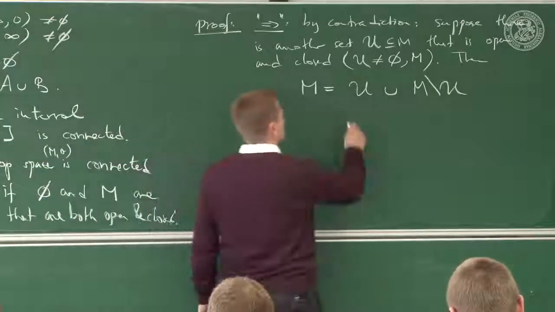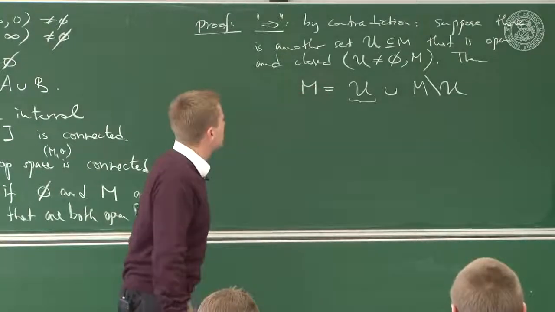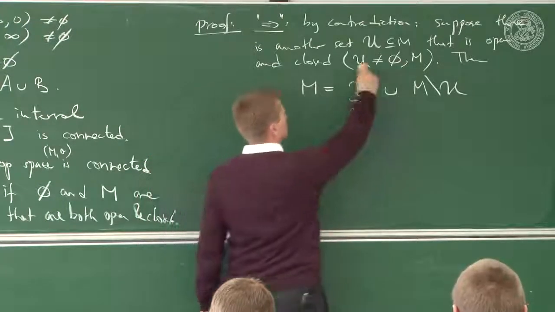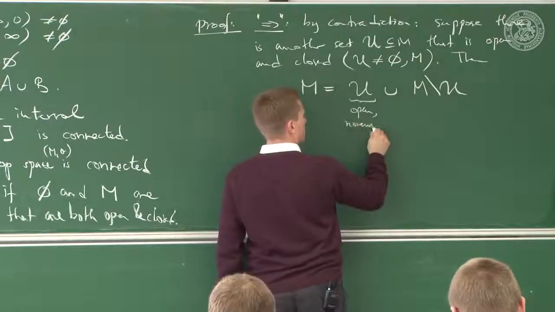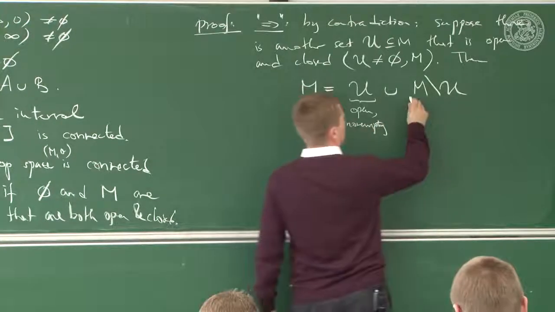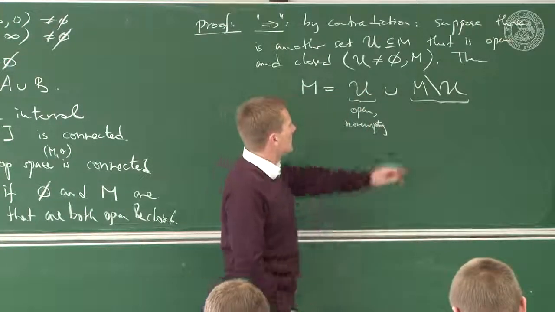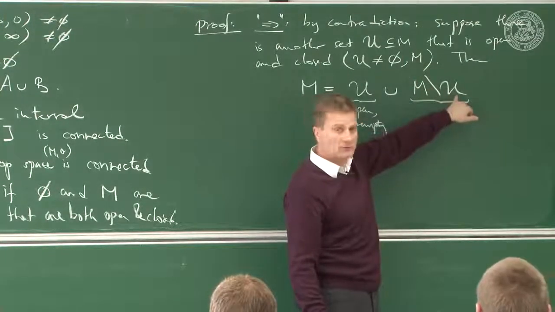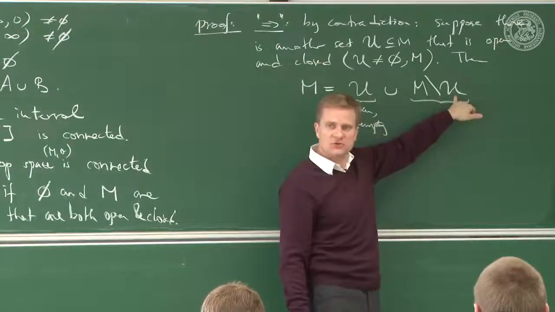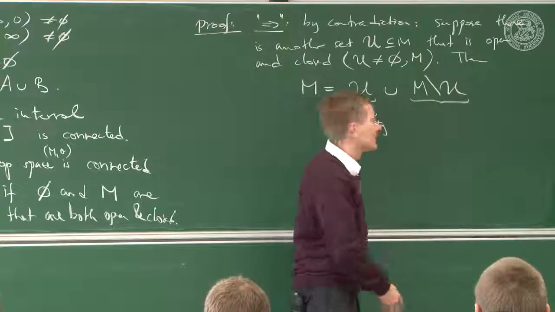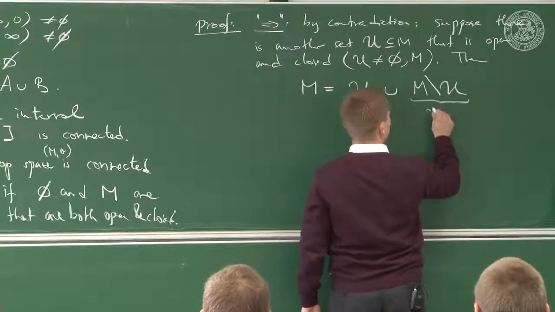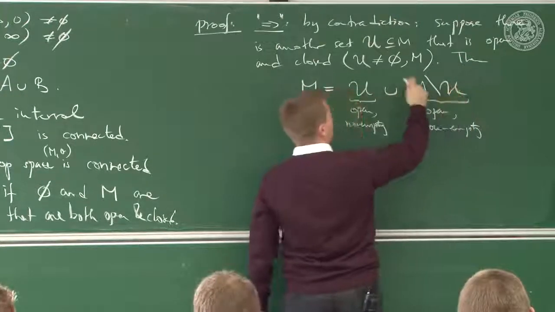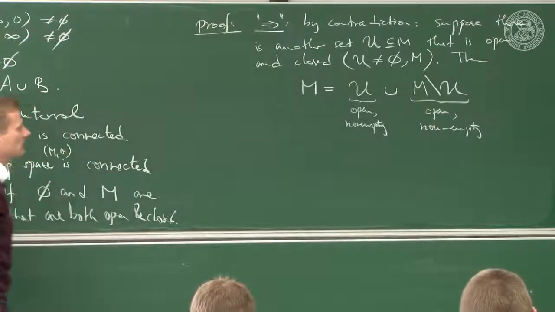But now the interesting part here is U is open by assumption. It's also non-empty by assumption. Now, this set, M without U: U is open, so M without U is closed. But U is also closed, so M without U is open again by virtue of U being closed. And it's also non-empty. It could only be empty if U was M, but U equals M is also excluded.